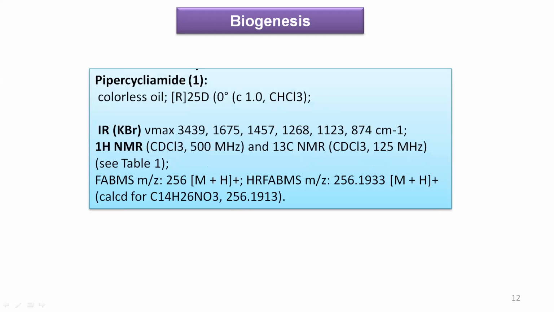Lastly, the common name for compound 1 is piperacilliamide, which is a colorless oil having this optical rotation, and it is soluble in chloroform. In IR, they used the KBr disc pellet, and the maximum values were 3439, this is the first peak, then the second peak, third, fourth, fifth, and sixth. So these are the six characteristic peaks shown by the IR.